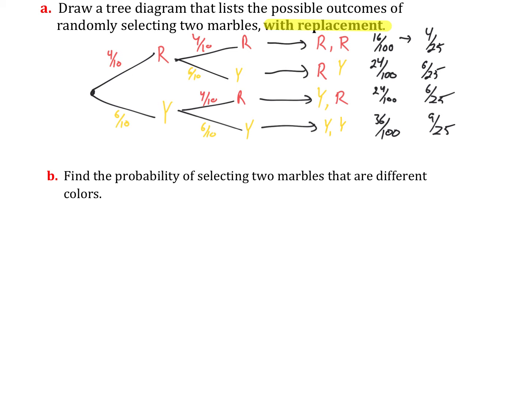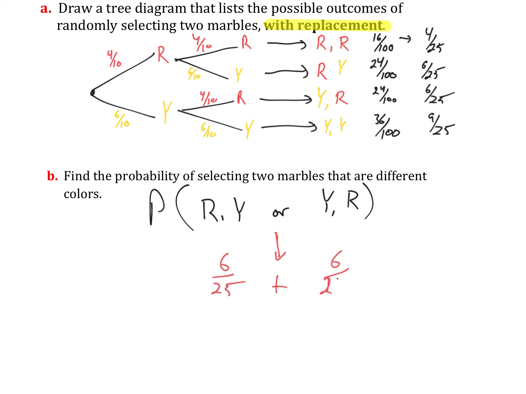So what we're trying to figure out is the probability of getting two different colors. So we're either going red then yellow, or we're going yellow then red. The word "or" indicates that we're going to be adding. And the probabilities of each, we had 6/25 and 6/25. We add those together to get 12 out of 25, or 48% chance.